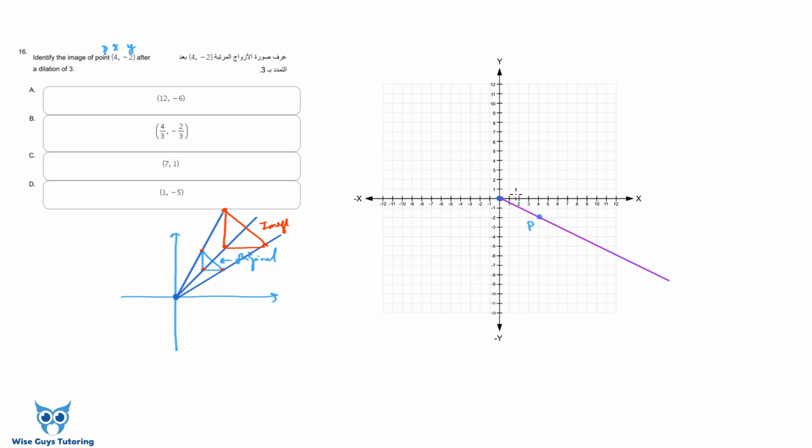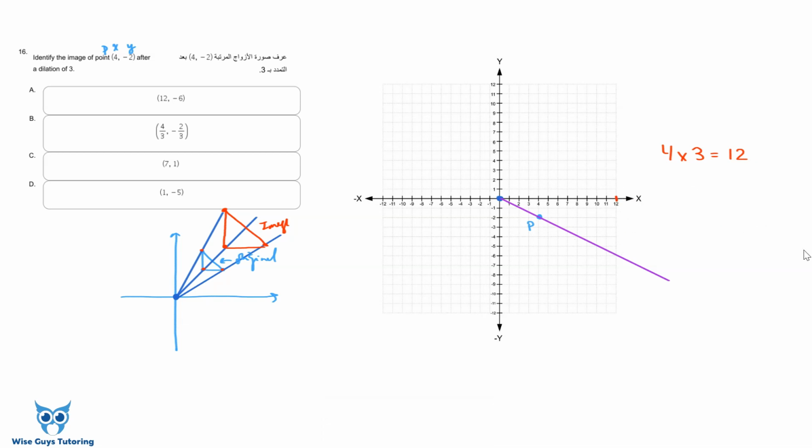So you can do it in x first and then in y second. In x, my original is 1, 2, 3, 4 units away from the center. So I'll say 4 times that factor of 3. My image will be 12 away from my center of dilation. So it'll be 1, 2, 3, 4, 5, 6, 7, 8, 9, 10, 11, 12. That's the x coordinate of my image.